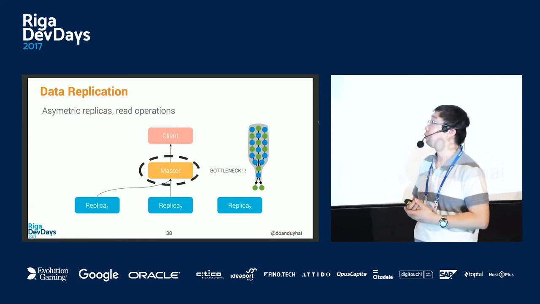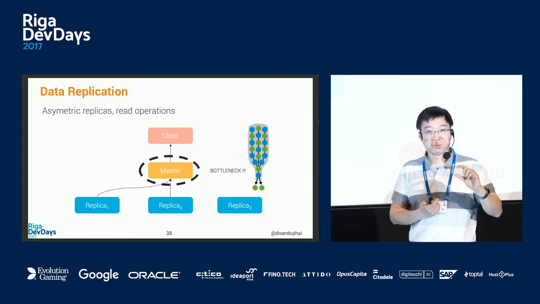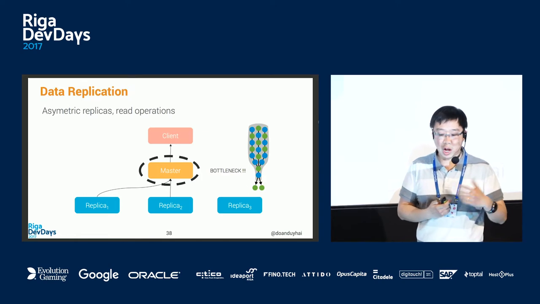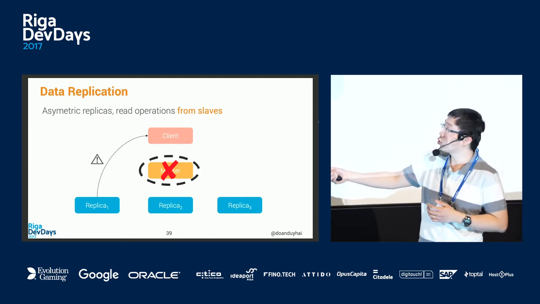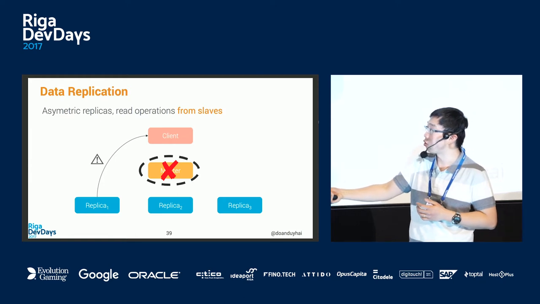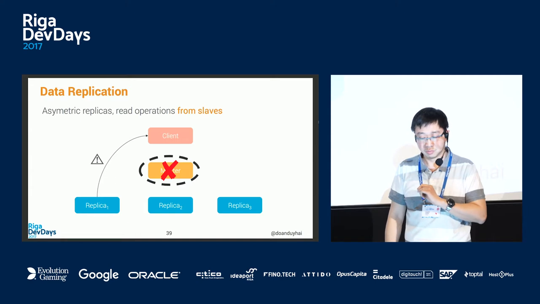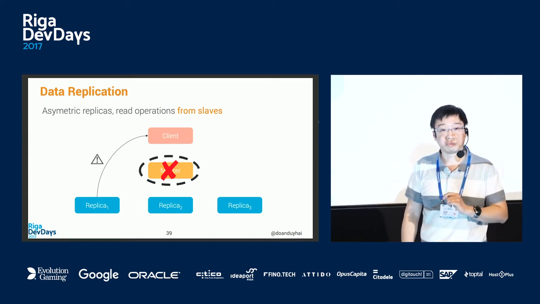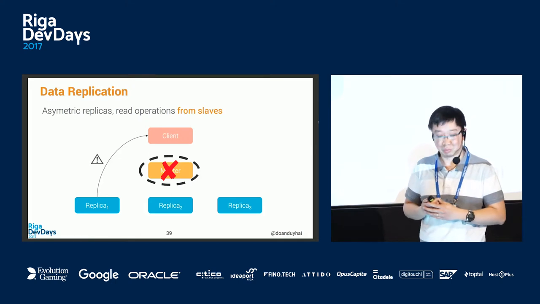So to avoid this kind of bottleneck, sometimes people say, okay, you can change a configuration value to allow the client to read the value directly from the replica without going through the master. Why should I go through the master for reading? I can just read my value directly from one of the replicas. But be careful. You may lose consistency. So let me show you some failure scenarios.